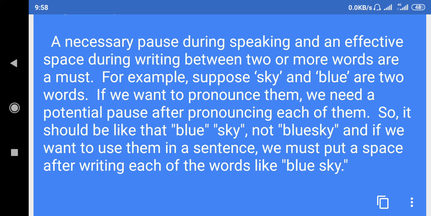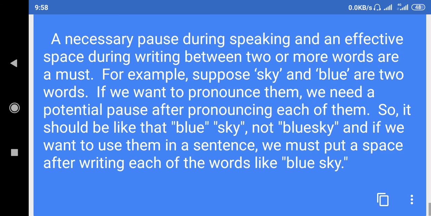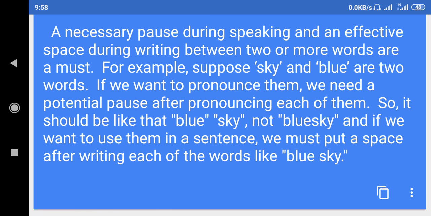For example, suppose sky and blue are two words. If we want to pronounce them, we need a potential pause after pronouncing each of them. So, it should be like that: "blue sky," not "bluesky." And if we want to use them in a sentence, we must put a space after writing each of the words, like "blue sky."